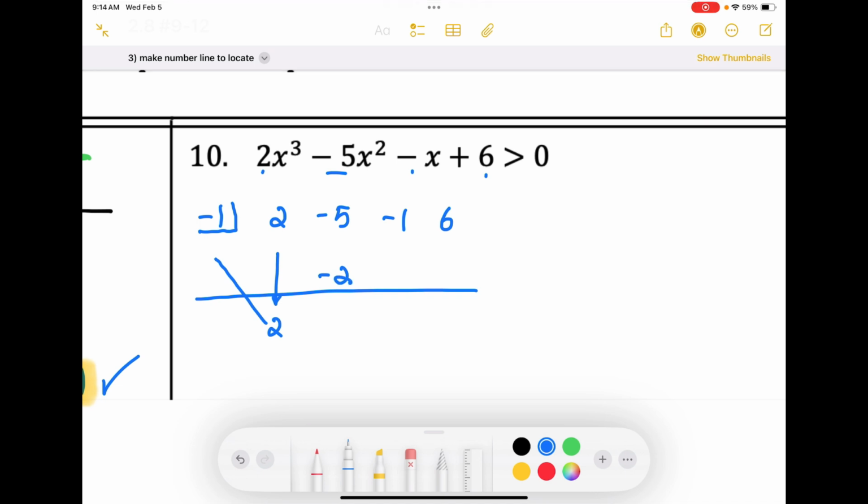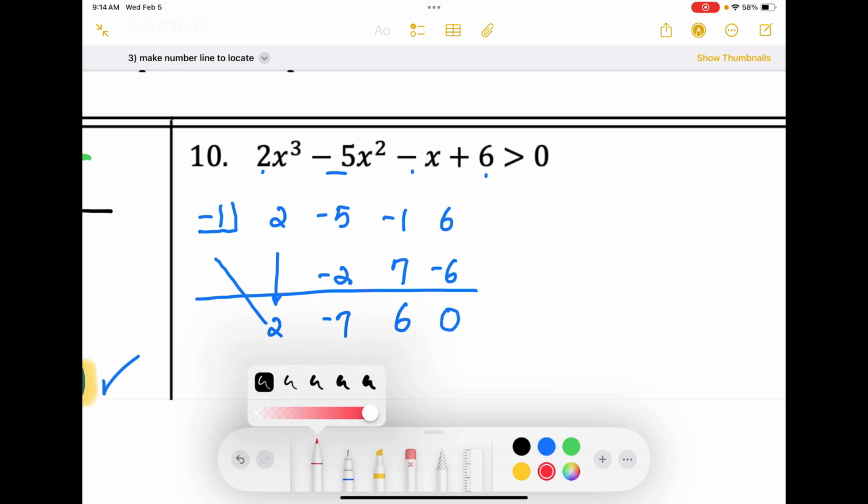Negative 5 plus negative 2 is negative 7, brings down. Times up, negative 7 times negative 1 will be positive 7. Negative 1 plus 7 will be 6, brings down. 6 times negative 1 will be negative 6. And 6 plus negative 6 will be 0. Ooh la la! Look at that. We get a perfect factoring solution.